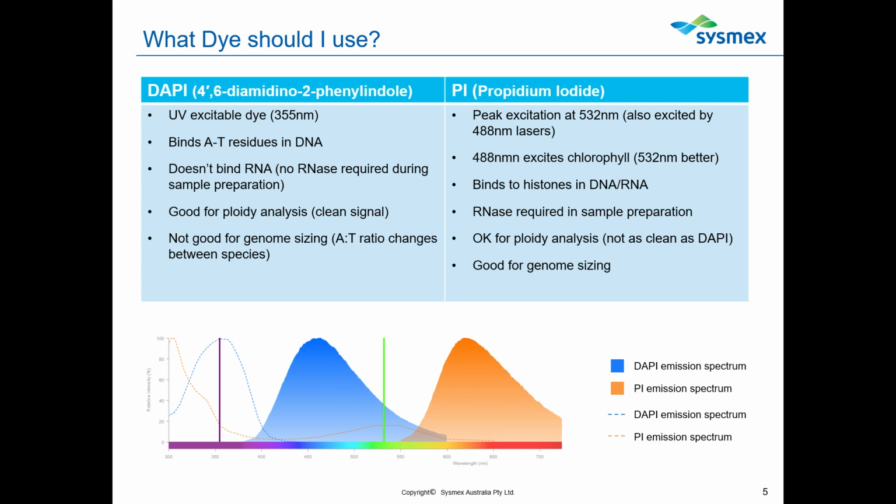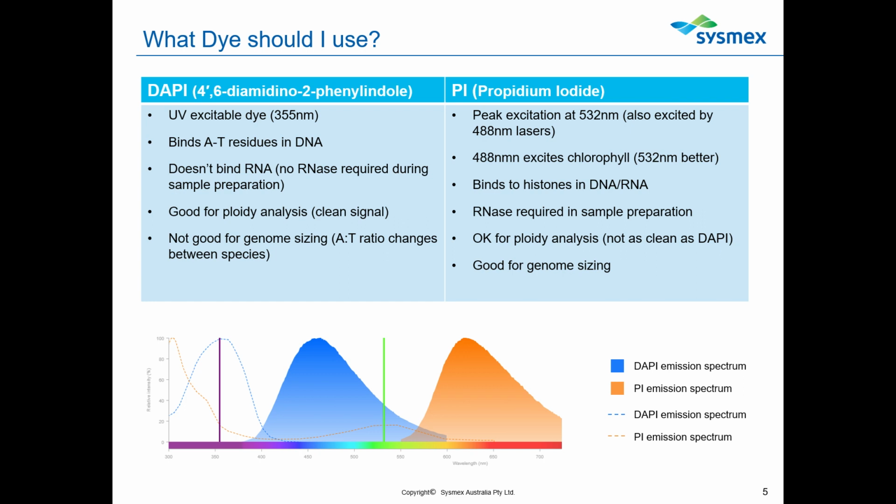DAPI is unique in that it only binds to the A and T residues in DNA. And because it only binds to A and T, it doesn't bind to RNA. So when we're processing samples, there's no need to add RNase to digest the RNA in the sample. This makes for much quicker sample preparation and much cleaner sample preparations. DAPI is very good for Ploidy analysis because it does give such a clean signal.